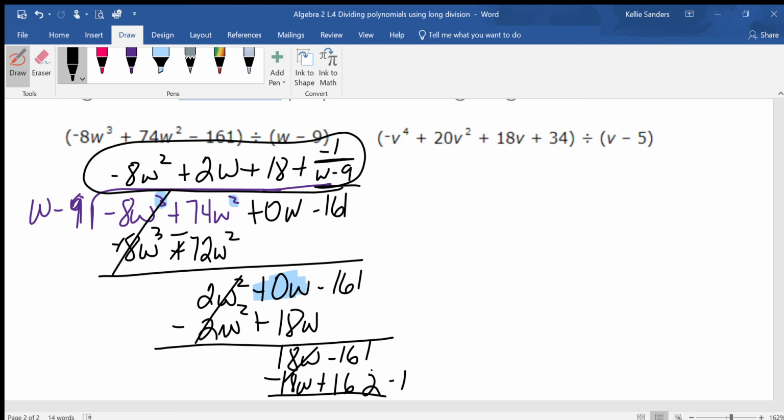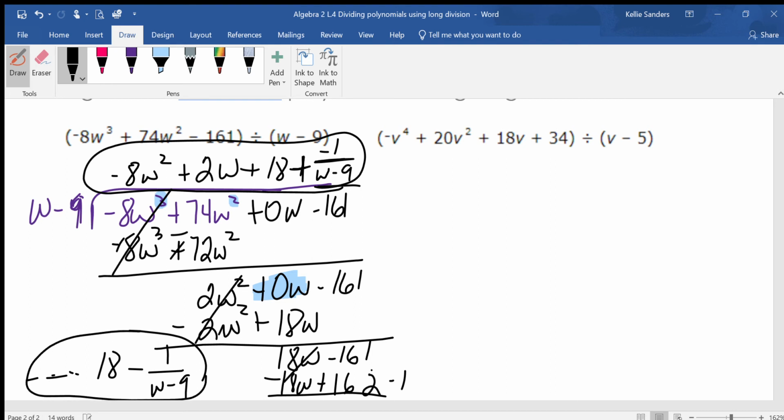Now, it wouldn't be wrong if you would have, I don't have enough space here, but if you would put 18, all this stuff, 18 minus 1 over w minus 9. But in college algebra, you may have more than one thing that's a remainder. It's kind of difficult for me to explain what's going on because you're never going to see it. But I just want you to, if you start with putting a plus sign here in college algebra, you tend to not get it wrong later on, okay? So the plus sign is the best way to go there.